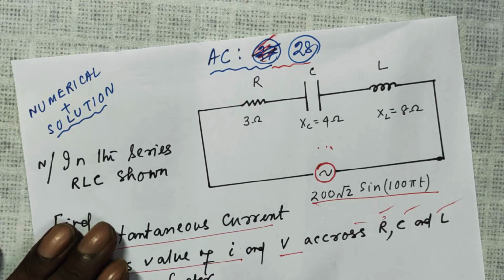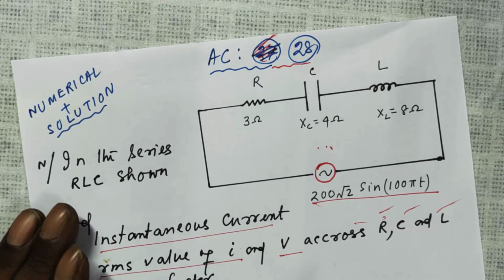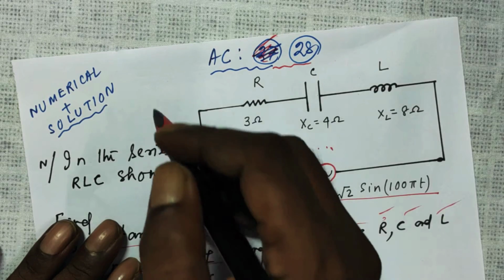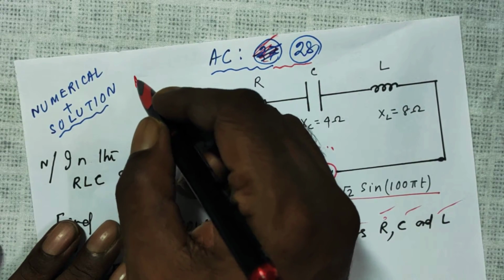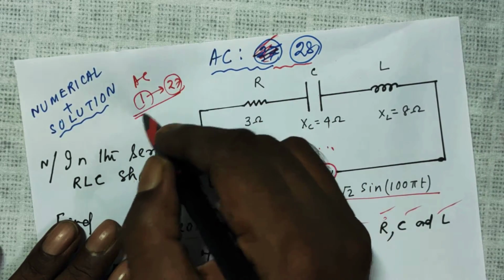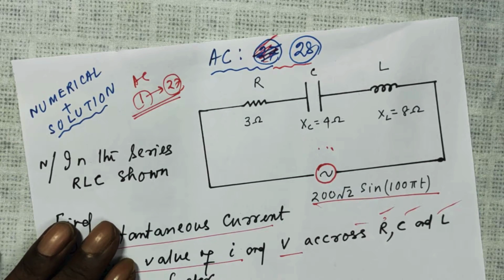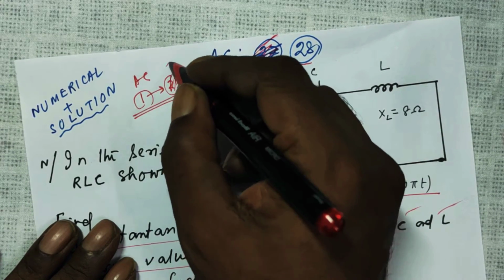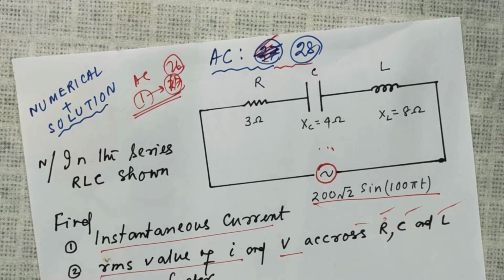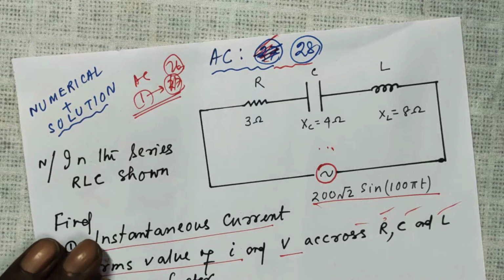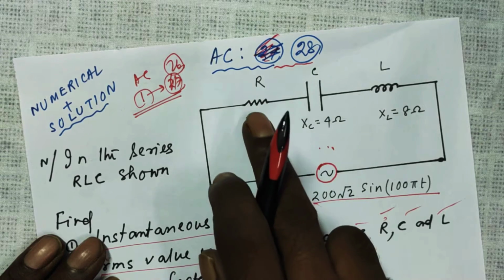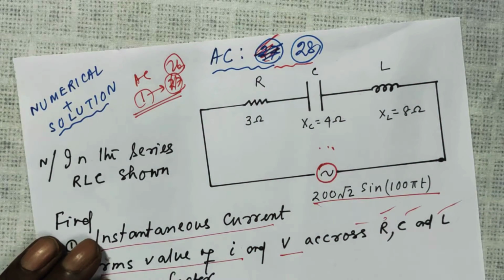We finished alternating current, from AC lesson 1 to lesson 27. From 1 to 27, we finished the theory part of alternating current. From 1 to 26 and 27, I explained to you how to add voltages if there is a resistance or a capacitance or an inductor in series.